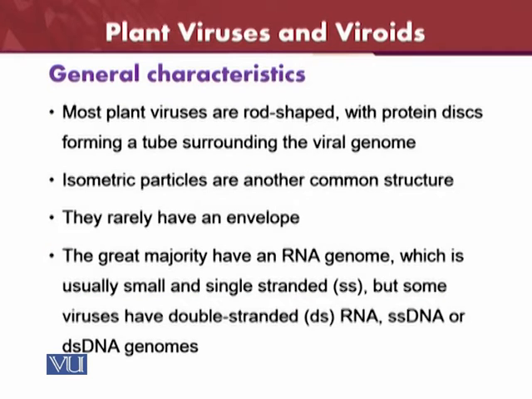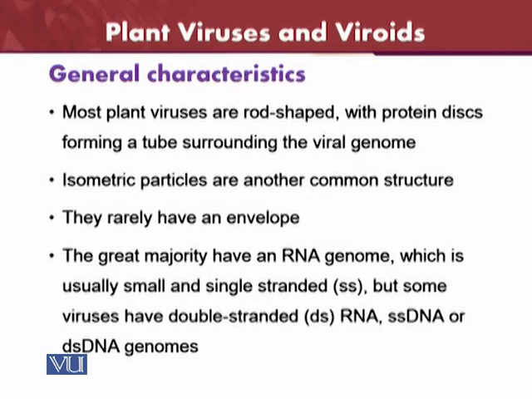So what are the general characteristics of plant viruses? Most plant viruses are rod shaped, with protein discs forming a tube surrounding the viral genome. However, isometric particles are also common. So there are two common shapes of plant viruses: one is the rod shape with protein discs forming a tube surrounding the viral genome, while the other is the isometric shape.